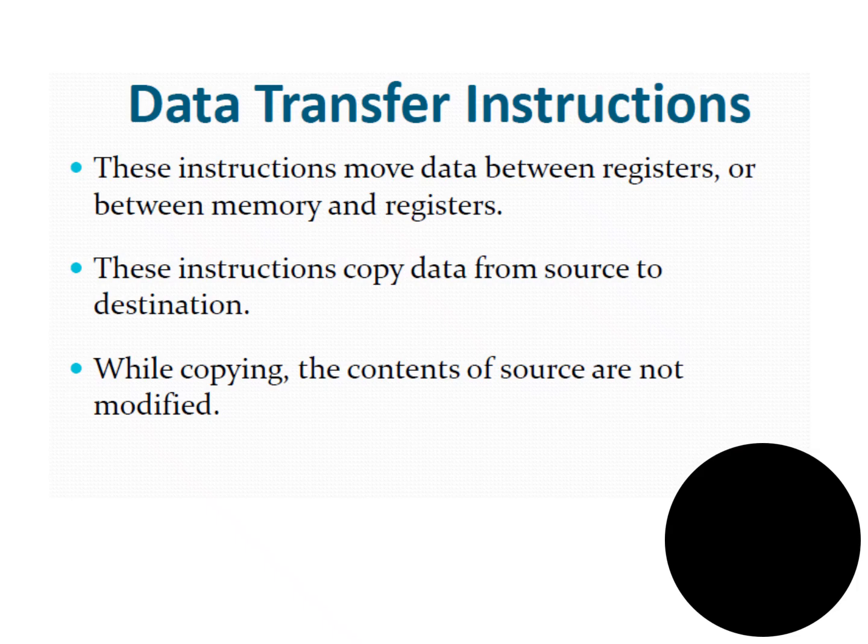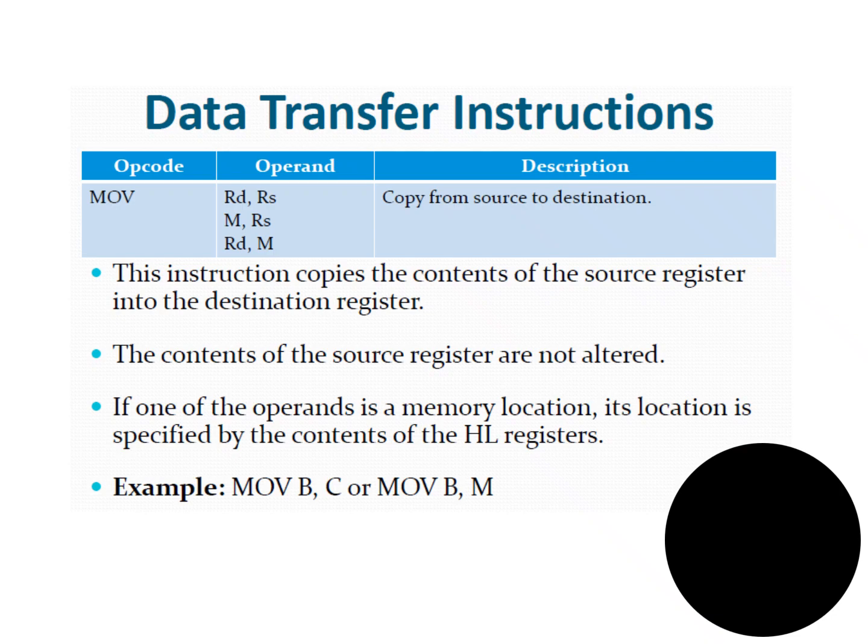In the case of data transfer instruction, the instruction moves data between the registers, or between the memory and the registers. Which means the instruction copies data from a source to a destination, but the source will not be changed. Only the destination content will be changed while copying. It resembles the operation of copying data from one location to the other, meaning that the content of the source is not modified.